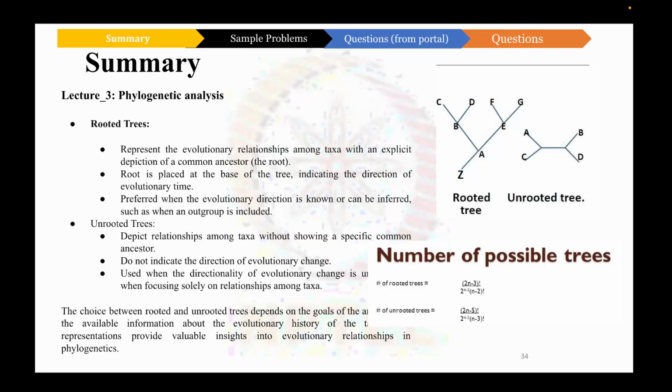So for a given number of sequences that are analyzed, the number of rooted trees is given by the top formula, that is (2n minus 3) factorial divided by 2 to the power of (n minus 2) into (n minus 2) factorial, and the number of unrooted trees is given by (2n minus 5) factorial divided by 2 to the power of (n minus 3) into (n minus 3) factorial.